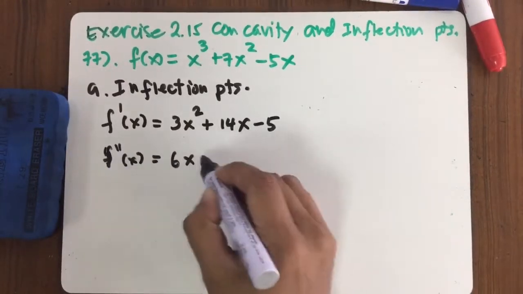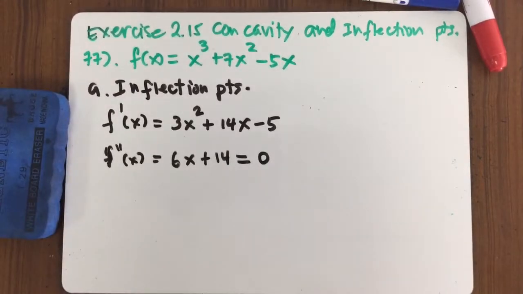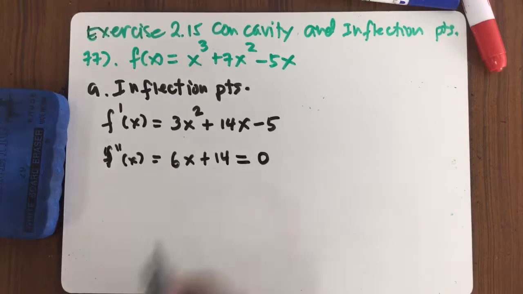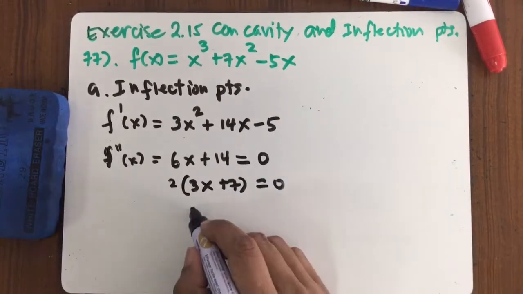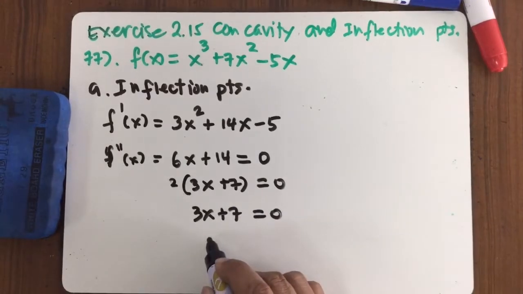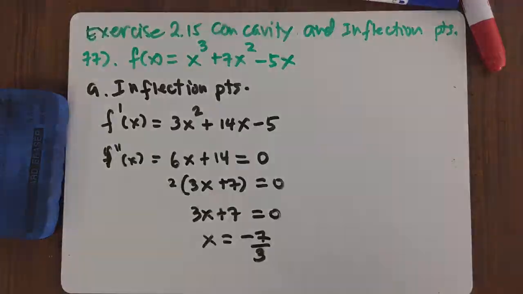Sa paghahanap ng critical number for our second derivative, that is in relation to finding the inflection points, hinahanap natin kailan ba undefined ang second derivative or kailan ba siya equal sa 0. But since our function is a polynomial function, palaging defined ang kanyang second derivative. So hahanapin na lang natin kailan ba nagsisiro ang ating second derivative. It is equal to 0 when x is equal to negative 7 over 3.